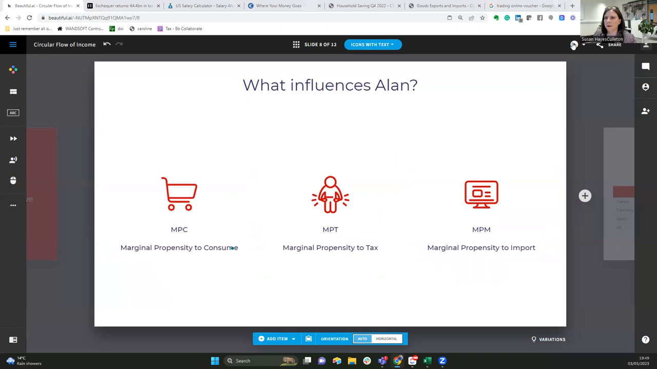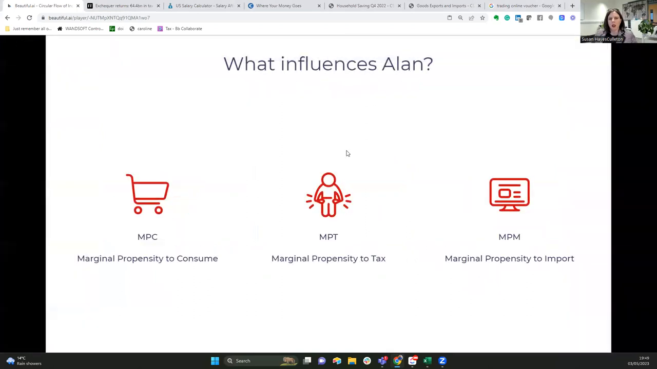Right. So when it comes to marginal propensity to consume, marginal propensity to tax, marginal propensity to import, what influences Alan? Well, if Alan gets a pay rise, so let's say that he now goes to earn 25 euro instead of 20 euros, then it's quite likely that because he has more money, he would increase his spending of the extra money that he gets. So instead of saving 20% of that, he might say, well, I already have savings in the bank, so I'll go on and I'll spend 90 euros of that instead. And that is marginal propensity to consume.